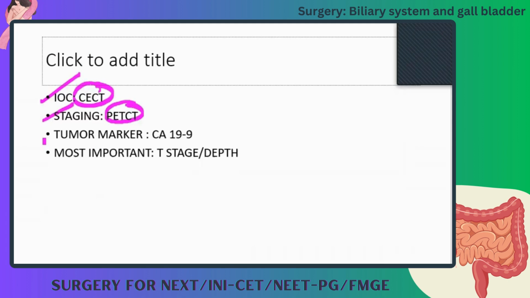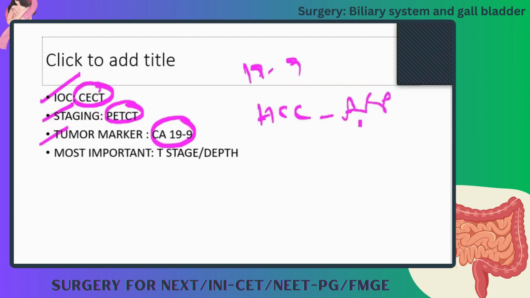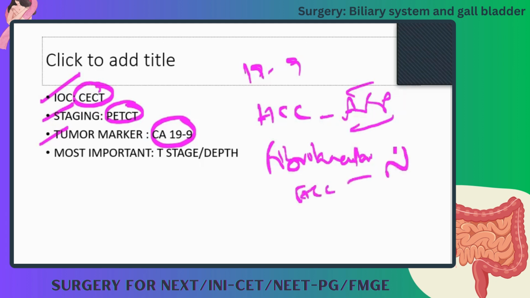Then if we move on, investigation of choice is CECT, and for staging, PET-CT. The tumor marker is CA19-9. What is the tumor marker for HCC? Alpha fetoprotein, AFP. What is the tumor marker for the fibrolamellar variety of HCC? Starts with N. Neurotensin. Neurotensin B, very good.